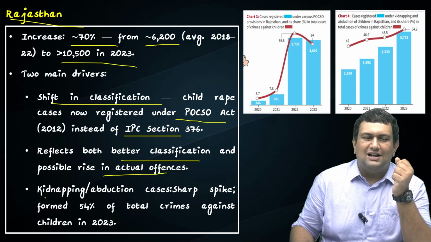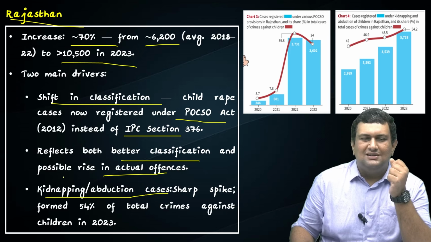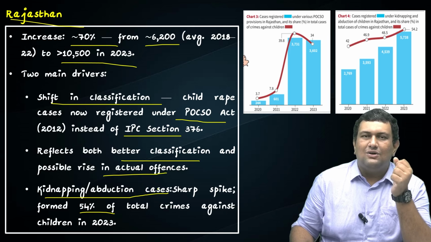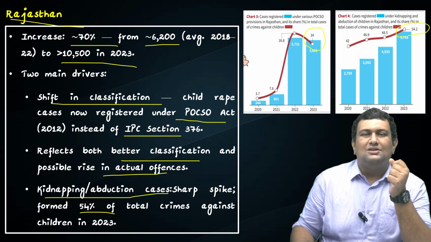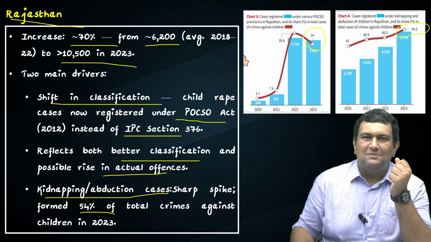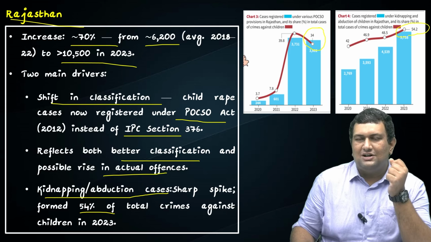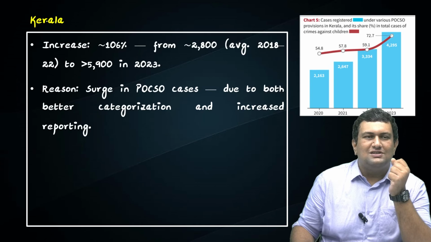The second reason is regarding kidnapping and abduction cases. There has been a sharp spike. About 54% of total cases are kidnapping or abduction cases. So in Rajasthan, of the total cases, about 34% are regarding the POCSO Act, and 54% account for kidnapping or abduction type of cases out of the total crimes against children. So for Assam, the major contributor was child marriage. In Rajasthan, cases under the POCSO Act are about 34%, and kidnapping and abduction account for about 54%.